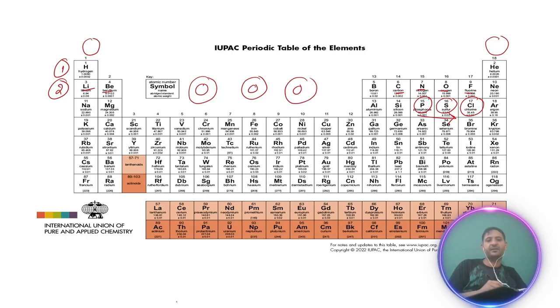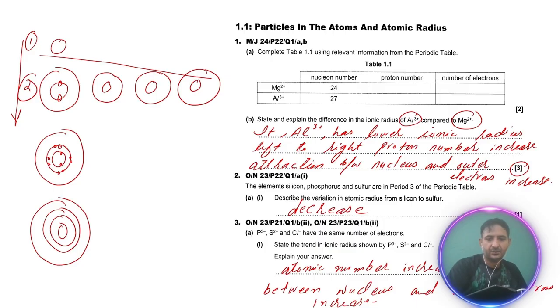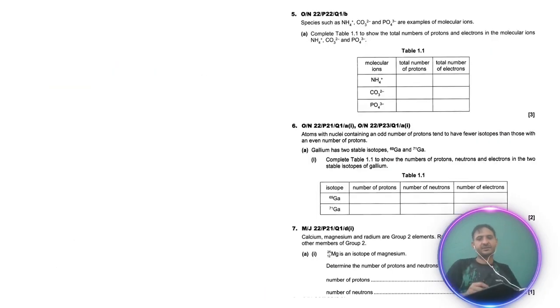It is the reason that from left to right, the shielding by inner electrons remains constant. But top to bottom, shielding increases. So we have already done this. Here we have the next question.